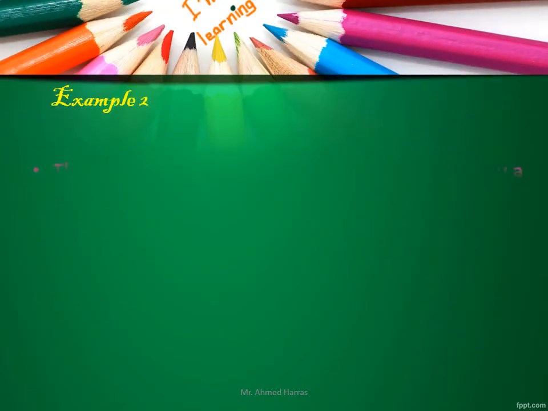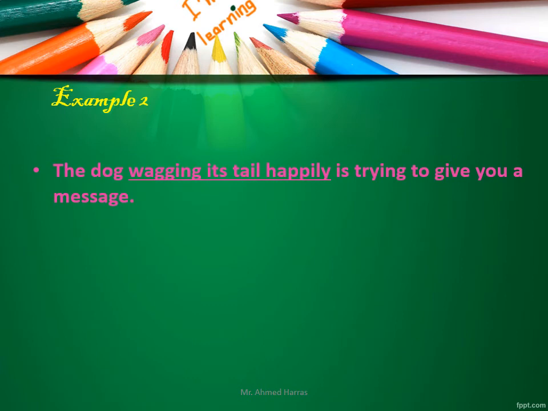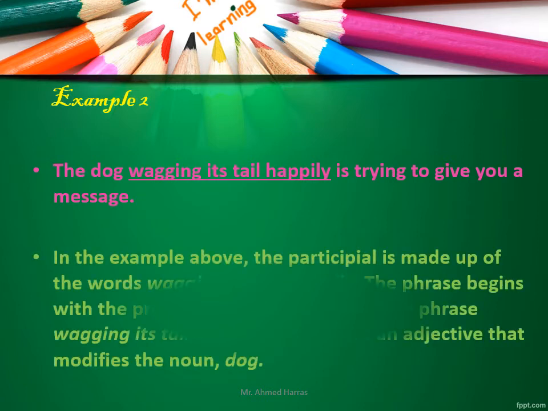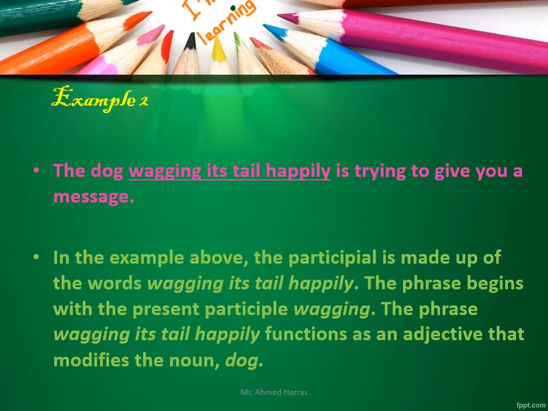Example number 2. The dog wagging its tail happily is trying to give you a message. In the example above, the participle phrase is made up of the words wagging its tail happily. The phrase begins with the present participle wagging. The phrase wagging its tail happily functions as an adjective that modifies the noun dog.